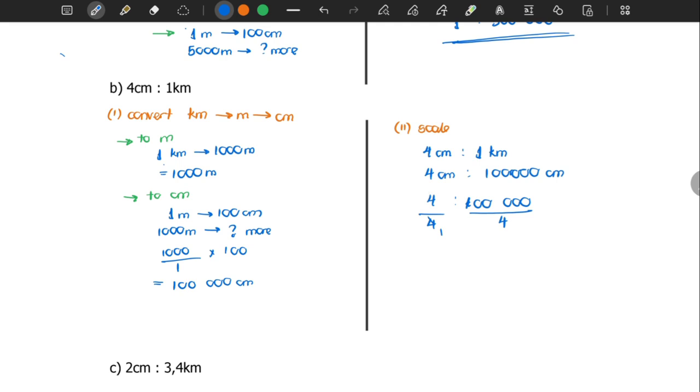4 into 4, 1. 4 into 10, that's 2. And then 2. 4 into 20, that's 5. And then 0, 0. And then it becomes 1 is to 25,000. And that's the scale that we have.